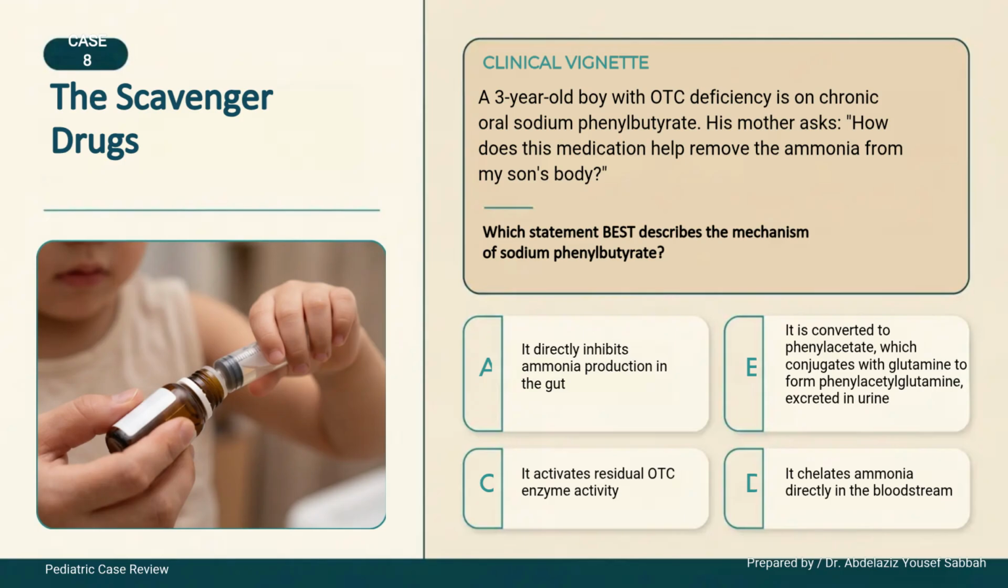Case 8. A 3-year-old boy with OTC deficiency is on chronic oral sodium phenylbutyrate. His mother asks how the medication actually clears ammonia from his body. Of the 4 mechanisms listed, which one correctly describes sodium phenylbutyrate?